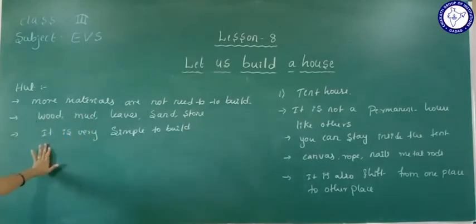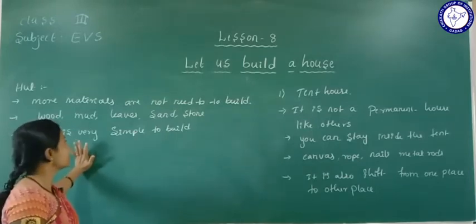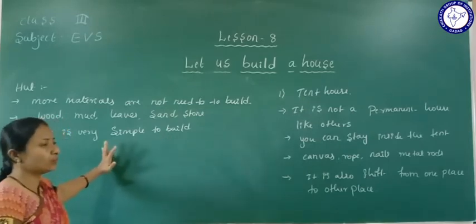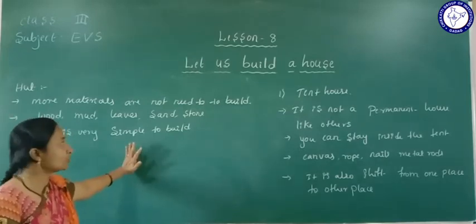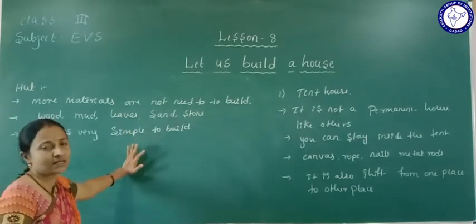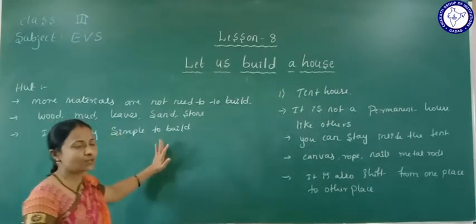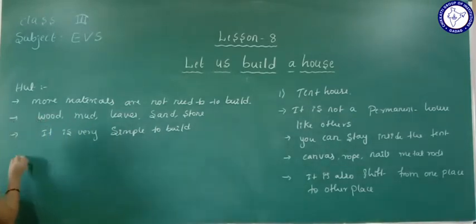Yes, see students, in your surroundings is there a hut? See how it is. It means it does not need many materials to build this house, and what we use for this house construction is wood, mud, leaves, sand and also stone. It is very simple to build, so we do not need many materials. So we can understand it is very simple to build the house. Understood about this one? Okay, so next one, that is the detached house.